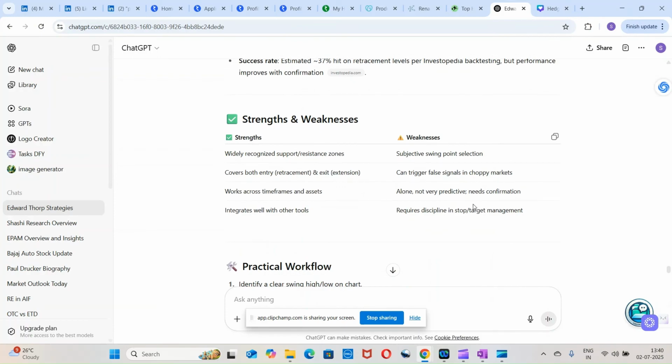Strength: it is widely recognized for support and resistance zones, covers both entry and exit, retracement and extension, and works across time frames and assets. So that's the beauty of it. It integrates well with other tools. It's subjective; swing point selection is a human thing. But again, systems are there that can do it automatically. Also, I showed you that automatic fib retracement and extension is being done in TradingView.